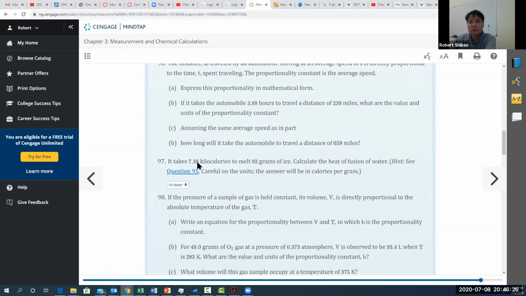It takes 7.39 kilocalories to melt 92 grams of ice. Oh, there we go. Now we have some actual numbers. So this is the ratio we can get for the heat of fusion here. The ratio that we can get is, we know, 7.39 kilocalories. Kilocalories is abbreviated kcal. That's the unit of heat. 7.39 kilocalories per 92 grams. Now, this is a chemical calorie.